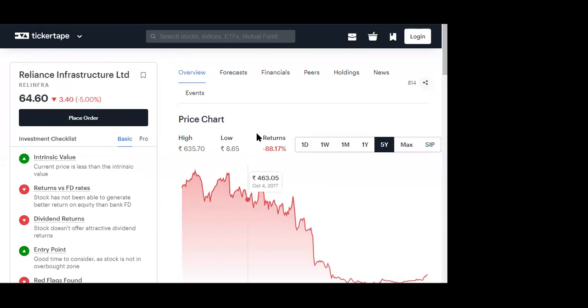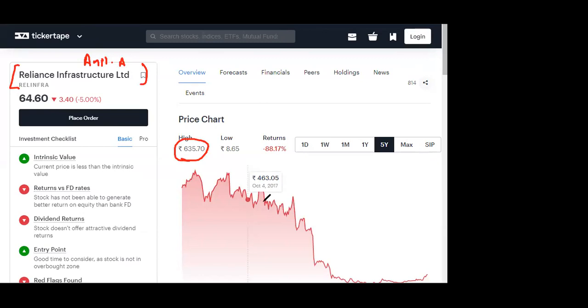Okay, so see this 5-year chart of this company. You can message yes or no. Jia, Shreya, Kishore, Shravya, Ragini, Madhur, is everyone getting this? Now, this is Reliance Infrastructure, the Anil Ambani company. The share price was 600 plus, but it is constantly decreasing.